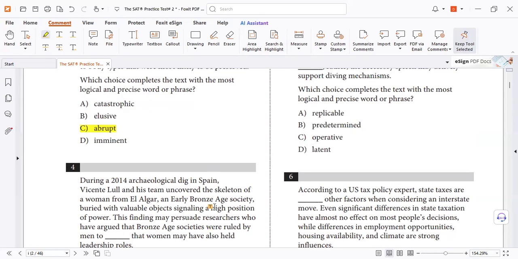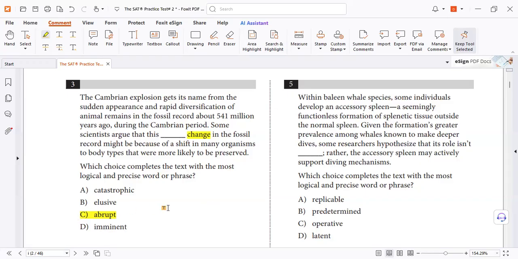Again, which one is correct? Yeah, letter C. So abrupt, sudden, unplanned action. That means he said mind. Okay. Expect.